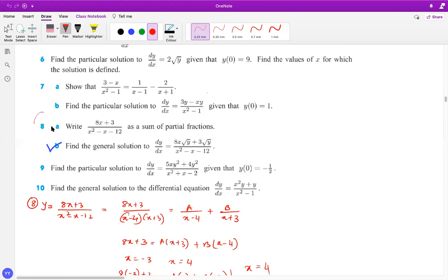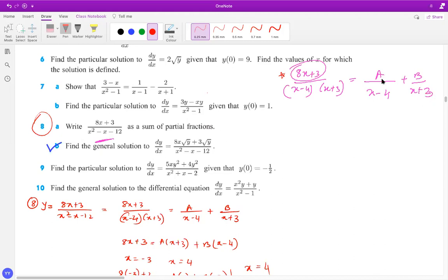When you look at question number 8 here, the first part is to express this as a partial fraction. Just to clarify, if it is, let's say, 8x plus 3 over, and if you factor the denominator, you get x minus 4 and x plus 3. When you have distinct factors in the denominator and the degree of the numerator is less than the degree of the denominator, you can simply write a over the first factor plus b over the second factor.